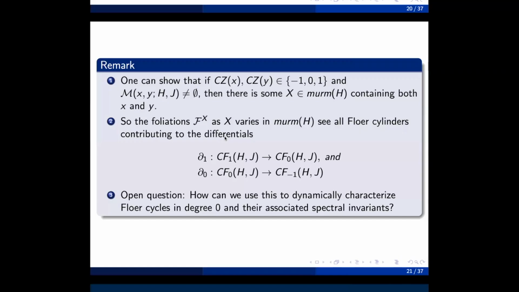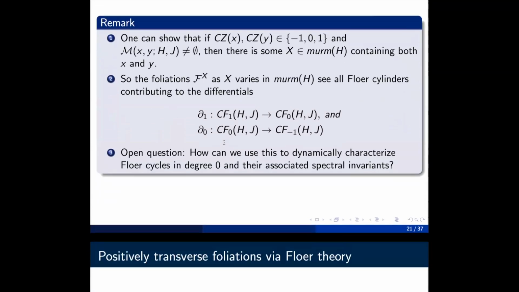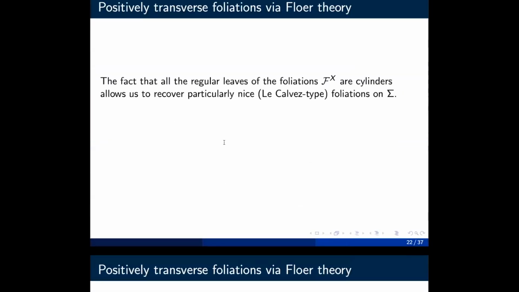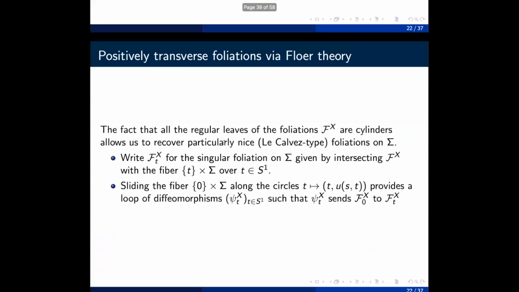I haven't sat down to seriously think about this question of characterizing these middle dimensional spectral invariants, but I think it should be feasible, it should be probable. Happy to talk about it with anyone who's interested. And now let me explain how you can use these things to construct particularly nice Calvez type foliations. I've just described how to get foliations from the Floer theory of your mapping torus, and now we want singular foliations on your surface that are positively transverse, or homotopically positively transverse. In fact, we're going to do better.